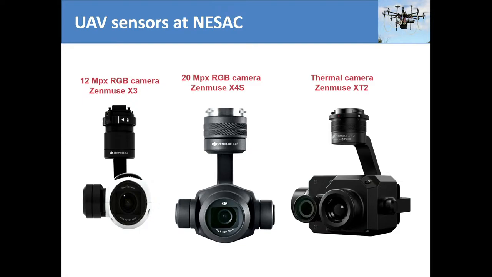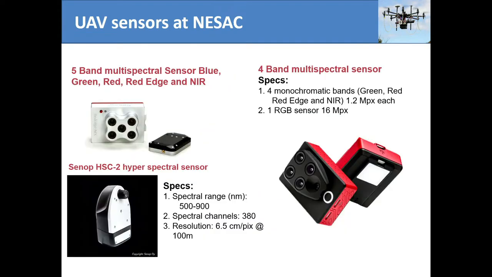Then these are some sensors we have: thermal sensor, normal RGB camera, zoom camera, and then multispectral also, I was telling you. So it is mostly used for agriculture field mapping or crop monitoring, stress monitoring in the crop and crop health monitoring. And then a hyperspectral is also there.